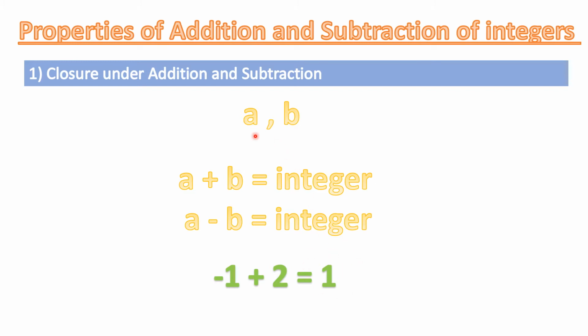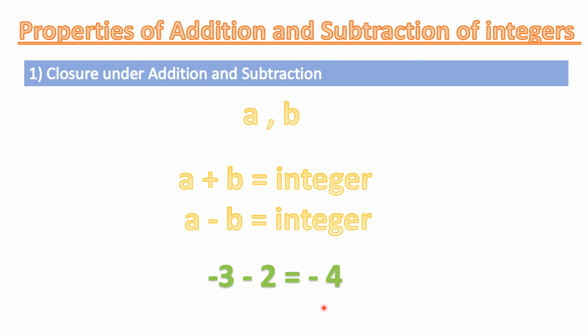So clearly, a plus b, when we take two integers, we get another integer, right? So let's look at another example. 4 minus 2. We have taken two integers, 4 and 2, and we have subtracted them. So we get 2, and clearly 2 is also an integer, right? So that is what the closure property under addition and subtraction says. Let's take one more. Minus 3 and 2 both are integers. When we subtract them also, we get an integer itself.